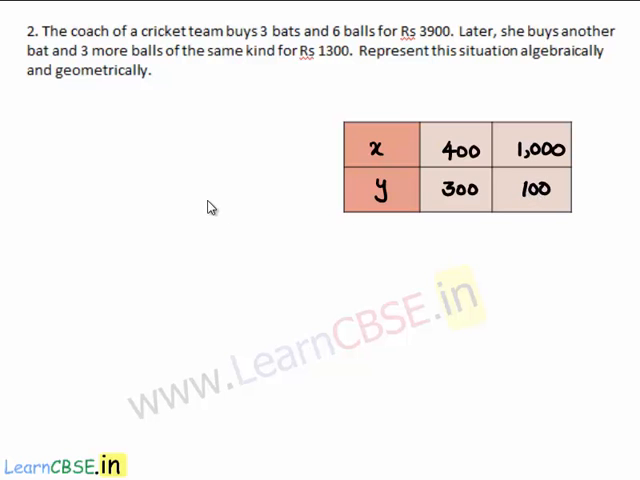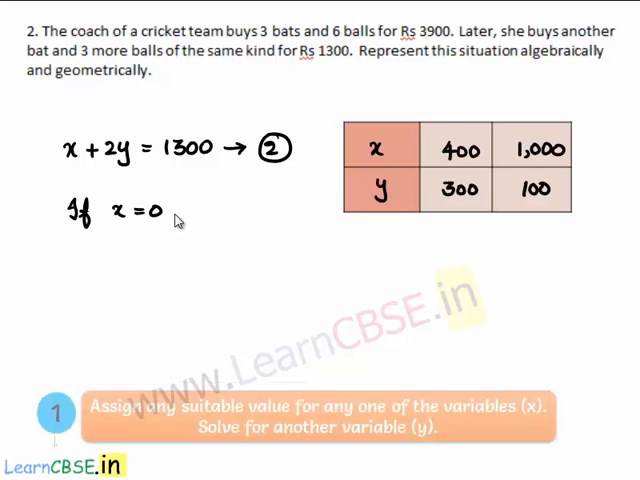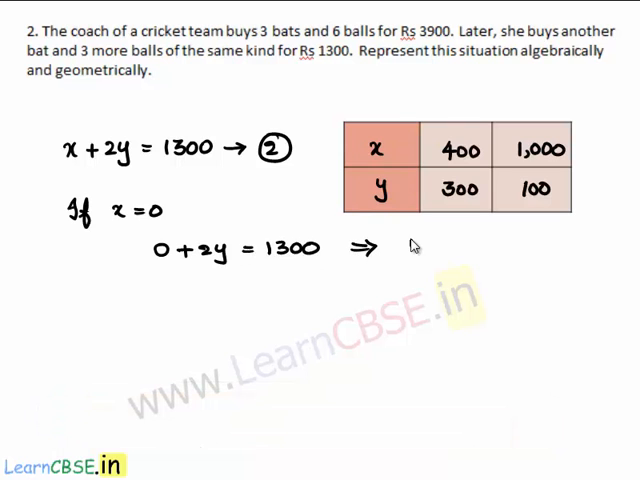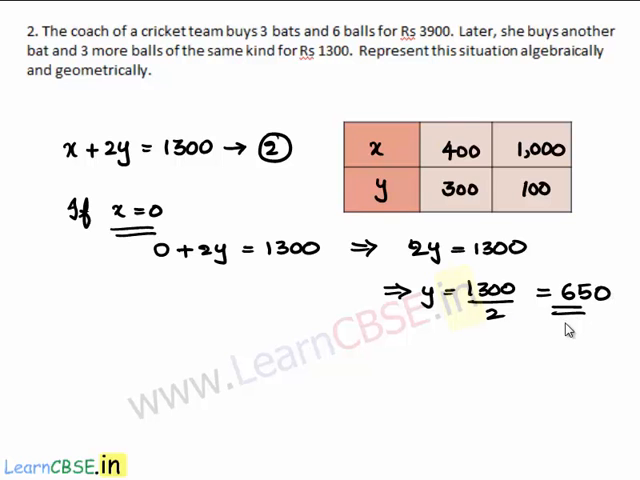Now let us use the second equation, which is X plus 2Y is equal to 1,300. This is equation number 2. So let us substitute X is equal to 0. So if X is equal to 0, the second equation becomes 0 plus 2Y is equal to 1,300. That implies 2Y is equal to 1,300. So we get Y is equal to 1,300 divided by 2, which is 650. So if x is 0, the value of y is 650.